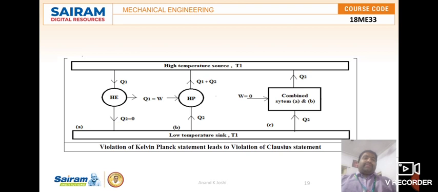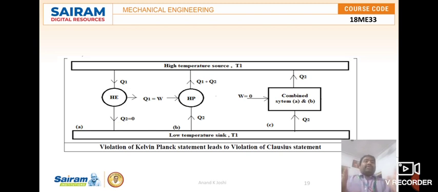Already you know that for a heat pump, we need some external agency or energy to lift heat from a low temperature to a high temperature. But here it is not taking any external input, so it violates the Clausius statement. So the violation of the Kelvin-Planck statement leads to the violation of the Clausius statement.